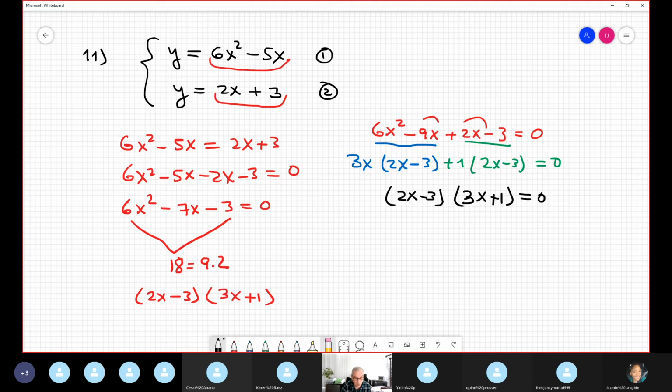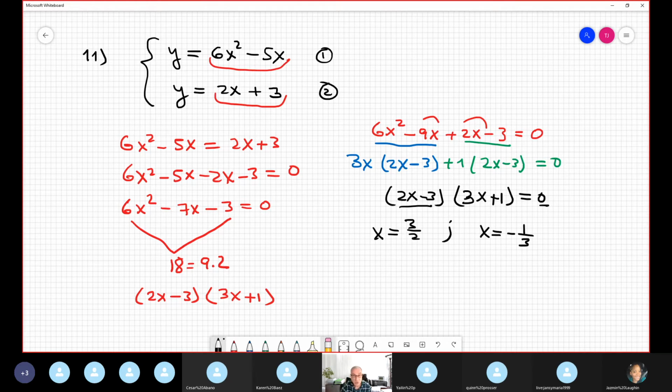We have two solutions. The first solution is 2x minus 3 equals 0. It's obvious that x is equal to 3/2. And the second is negative 1/3. I suppose you see that, right? Or do I need to show you that?